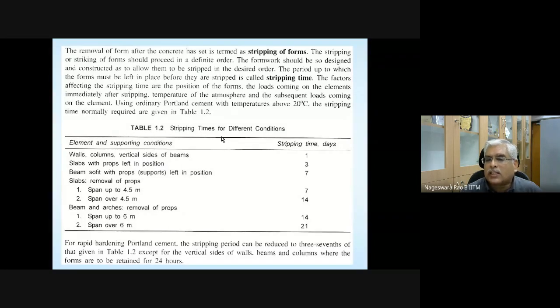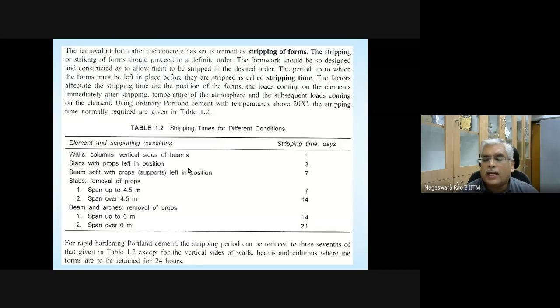That time is called stripping time. That is what is mentioned here, and you can go through all this. It's all self-explanatory, and this table shows you, for different types of structural elements, what the stripping time can be. Stripping time in the sense of when the formwork can be removed.